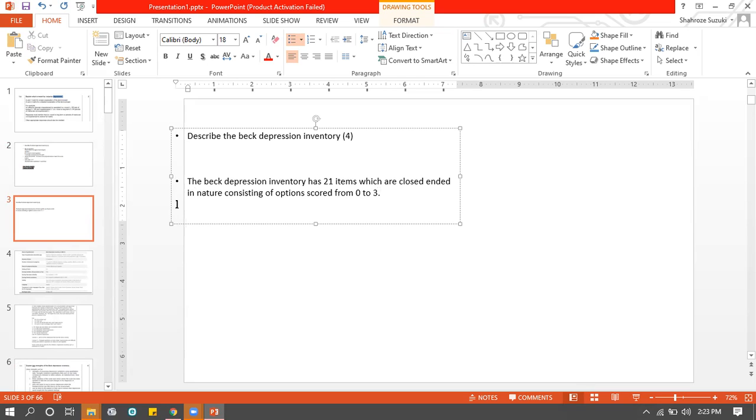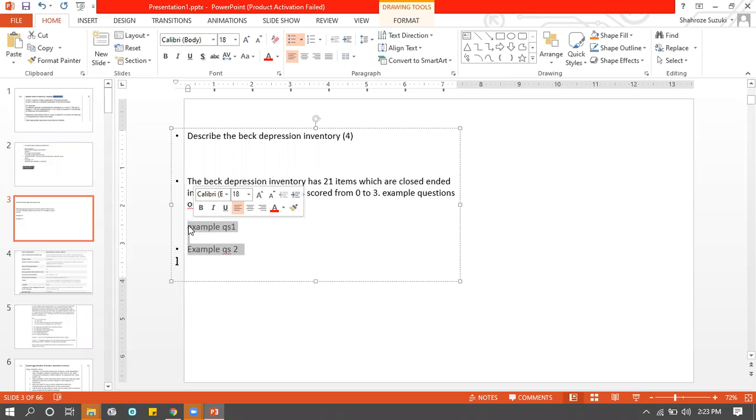Example questions include, let's suppose I write example question 1, example question 2. How many features? Feature number 1, closed ended. Feature number 2, score. Feature number 3, example question. Feature number 4, that's it, 4 features. So this is how you can structure your answer.